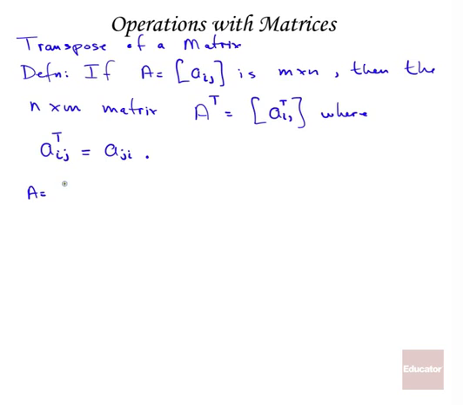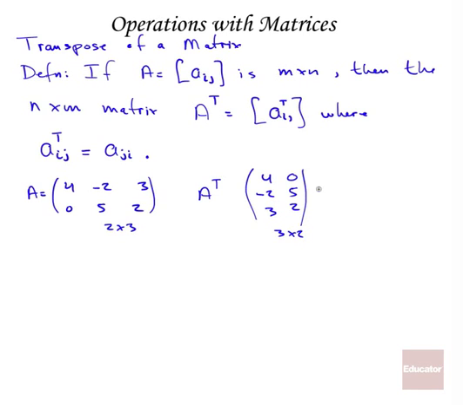So if A equals 4, minus 2, 3, 0, 5, 2, well, for the transpose, again, we're writing the rows now as columns. So I take 4, minus 2, 3, and I write it as a column. 4, minus 2, 3, and I take the next one, 0, 5, 2, and write it as a column. Now, what was a 2 by 3 has become a 3 by 2. Definition: m by n becomes n by m. That's all you're doing with a transpose, you're flipping it in some sense.